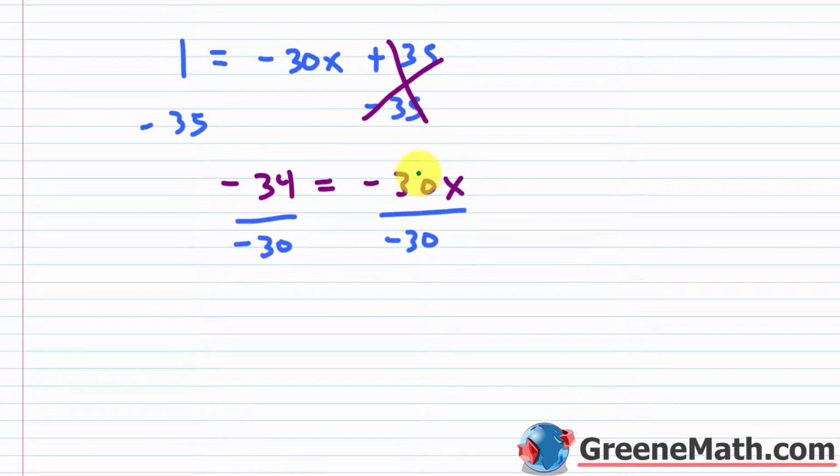What's going to happen is this cancels with this, and I'm going to get that x is equal to -34 over -30. The negatives cancel. Each is divisible by 2. 34 divided by 2 is 17. 30 divided by 2 is 15. So let me write this over here. I'm going to say x is equal to 17 over 15.